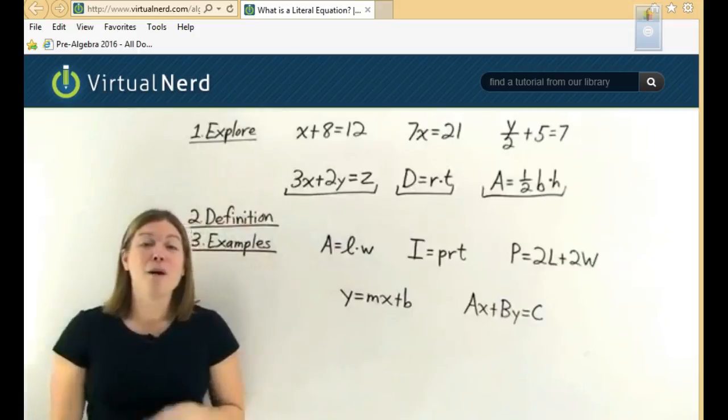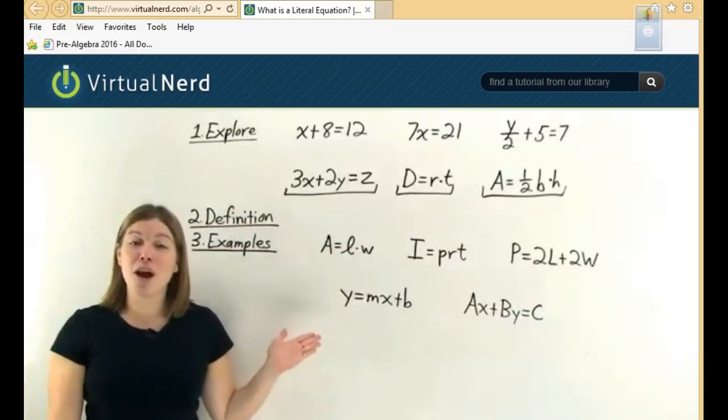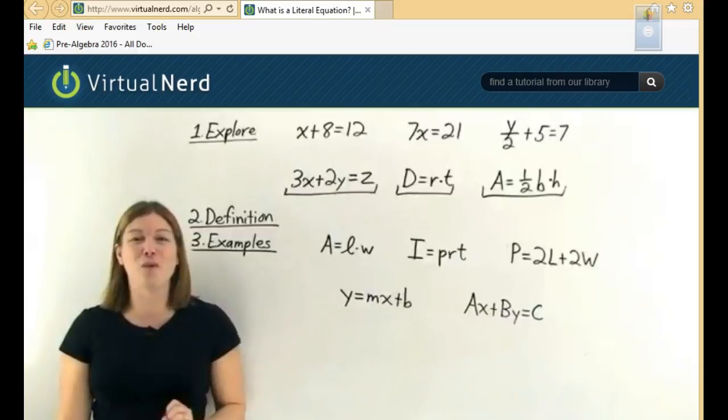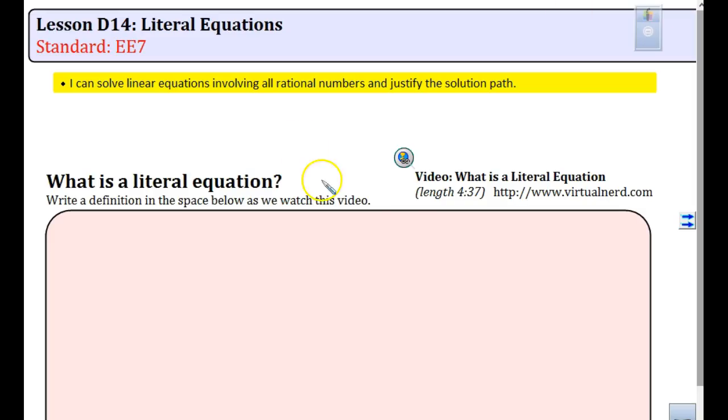So now we know more about literal equations. If you have an equation that has more than one variable, you are looking at a literal equation. In your definition, you should have written down what is a literal equation. It should be an equation, so it has to have an equal sign in order to be an equation. The key thing is, anytime we're talking about an equation, it must have an equal sign, and in our case, for it to be literal, it is going to have 2 or more variables.